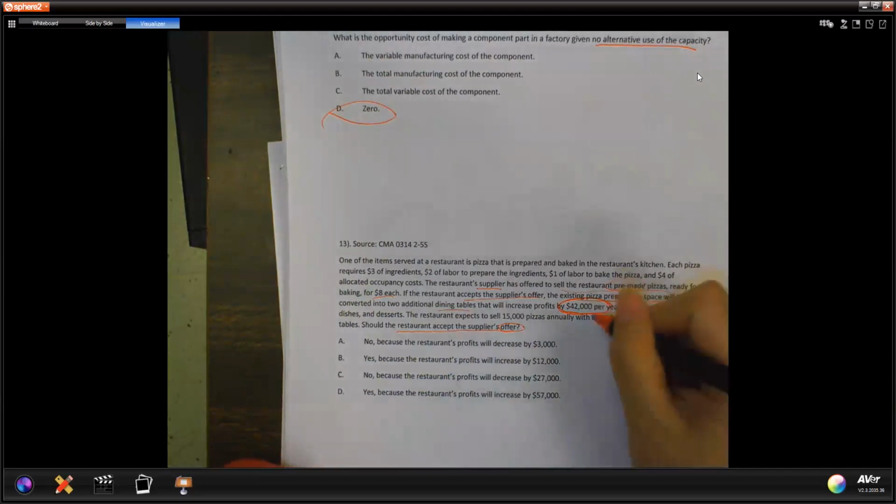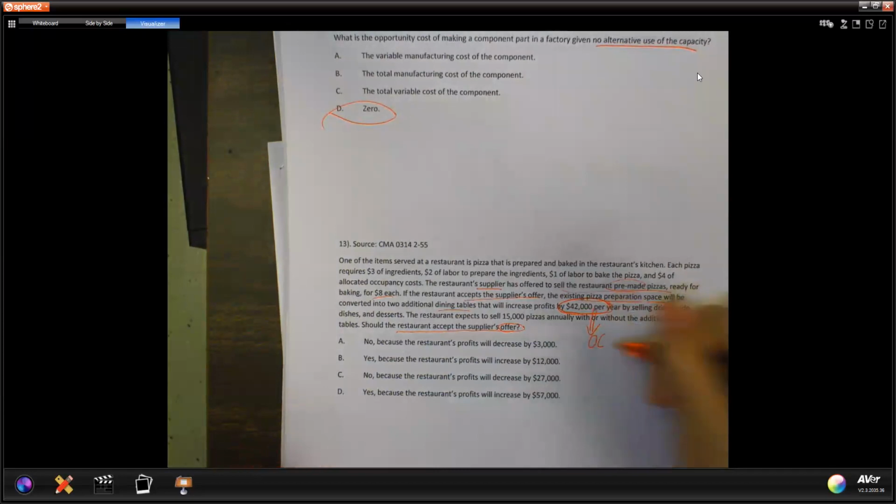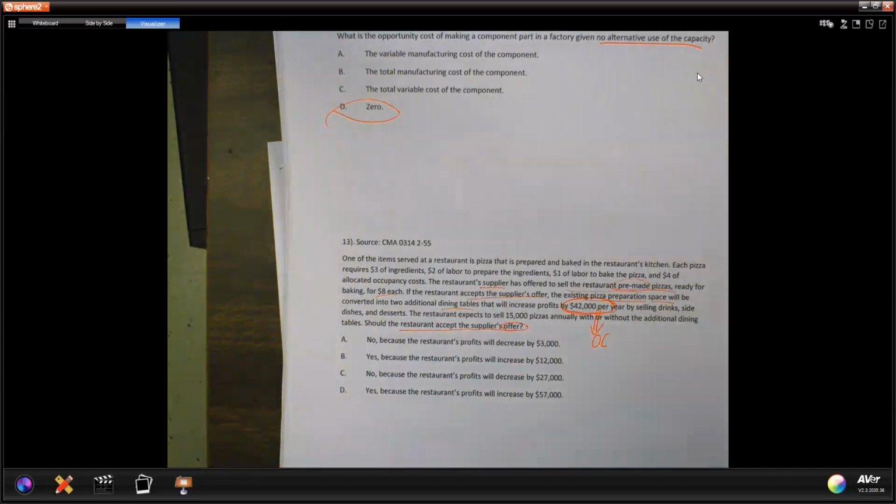So what will this number be called? This is our opportunity cost. You only have that space. If you make the pizza, you cannot make the dining space. But if you buy pizza, you don't need to make it yourself. You use the extra space to make a dining area, and every year you earn 42,000. So that is our opportunity cost of making the pizza ourselves.